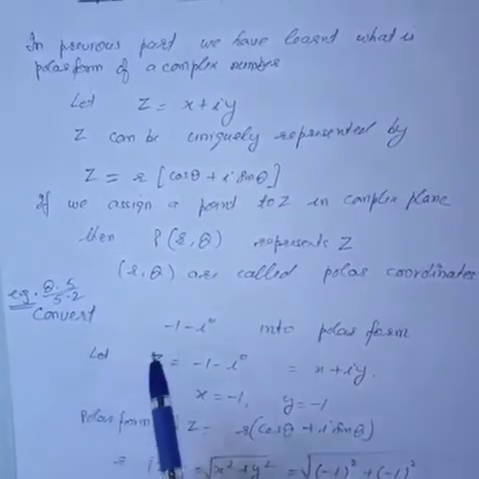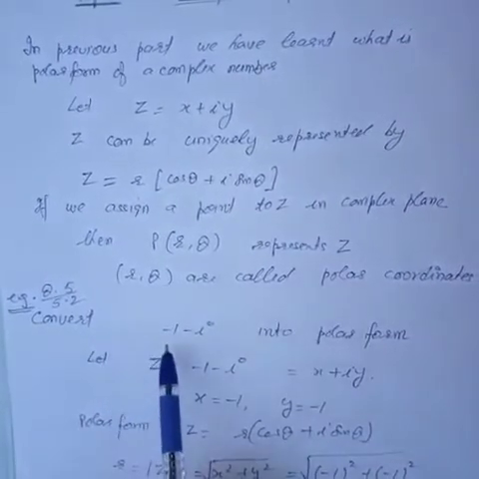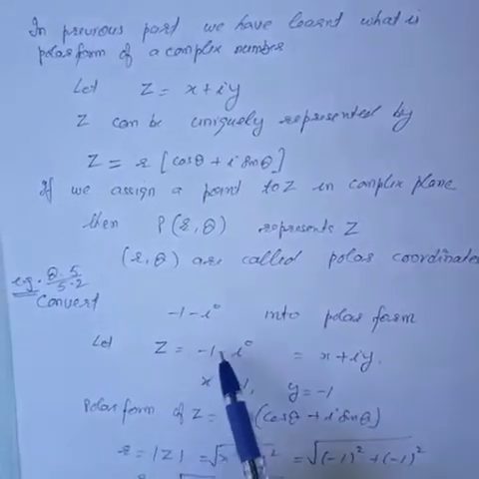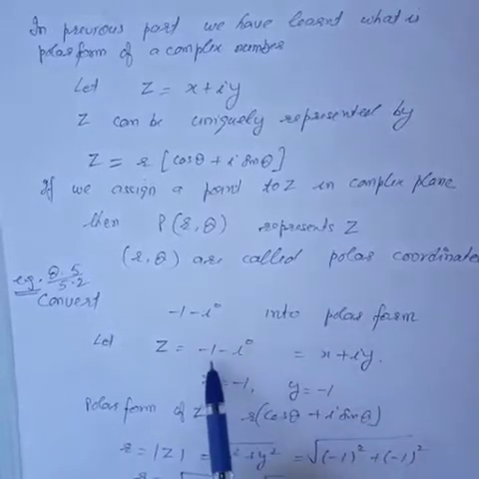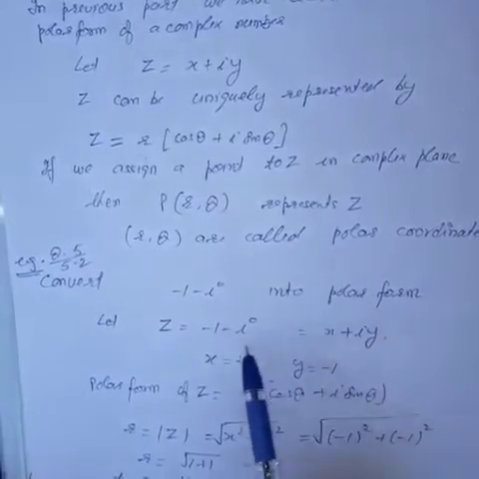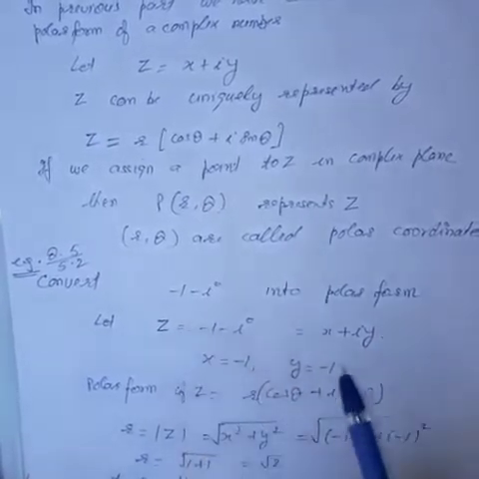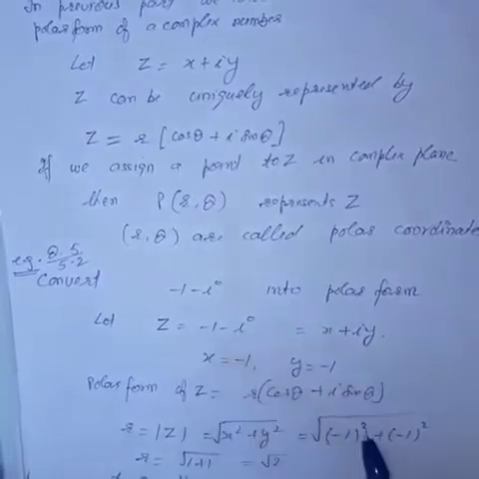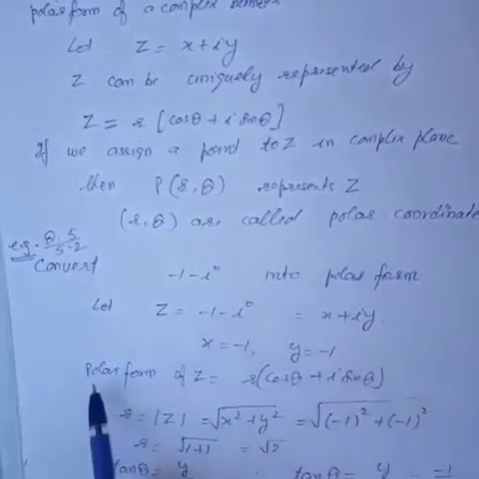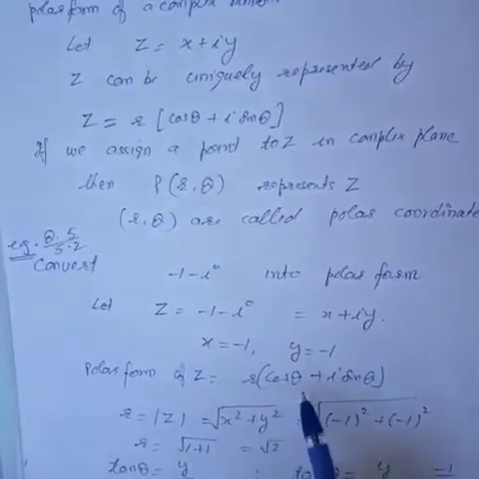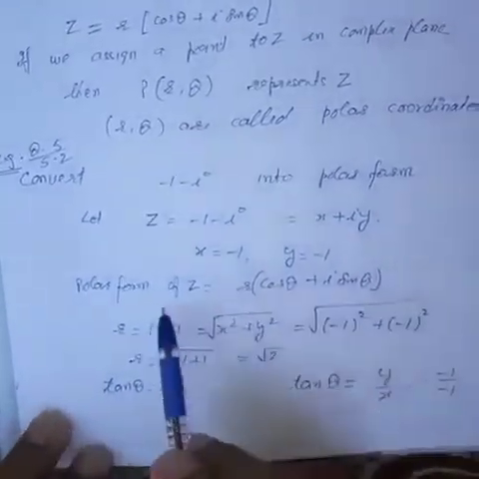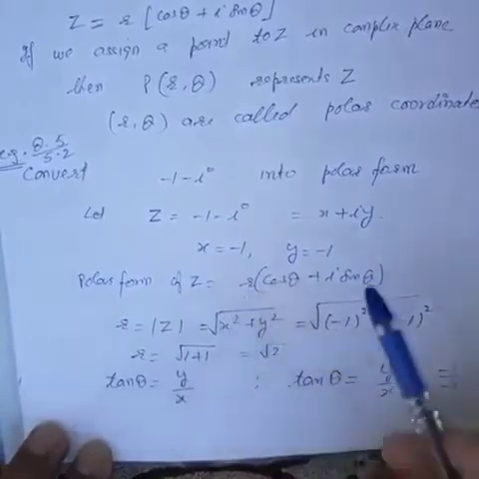Consider an example. Convert -1 minus iota into polar form. Let z is -1 minus iota. Compare this with x plus iota y. If you compare, then the real part x is -1. Similarly, y is -1, and we will represent this complex number in polar form. So let the polar form be r into cos theta plus iota sin theta. To represent it in polar form, we will find r and theta.